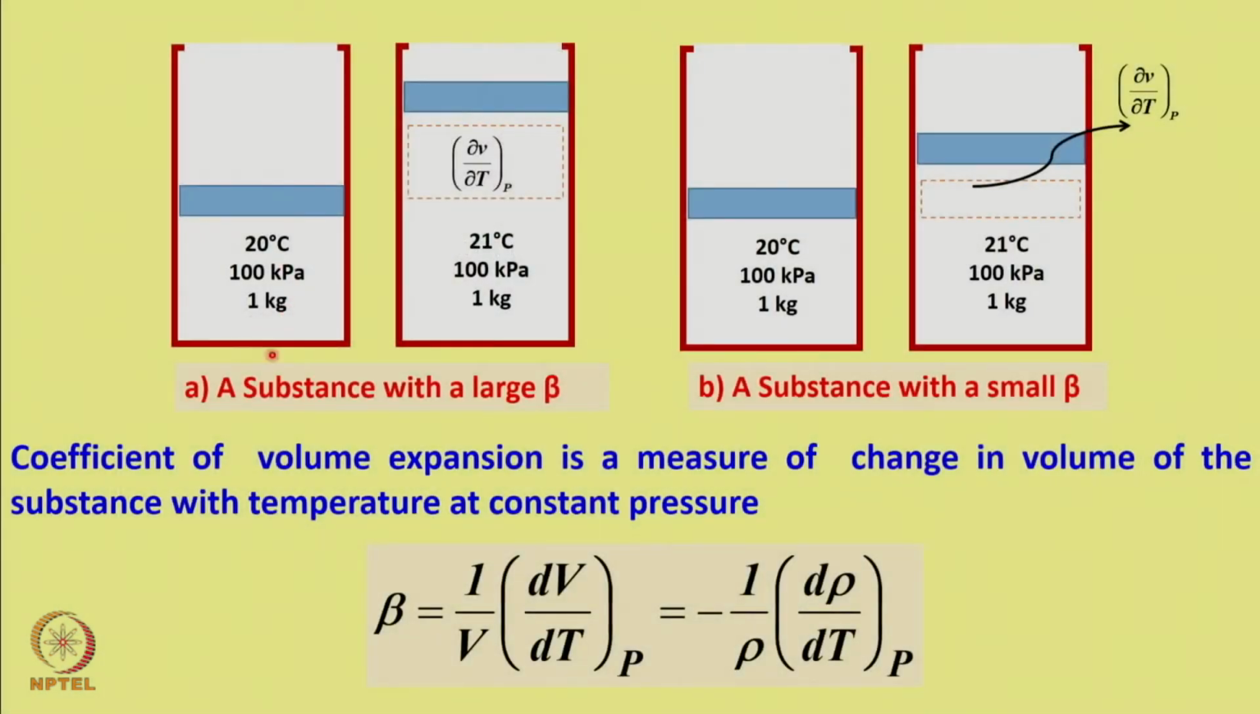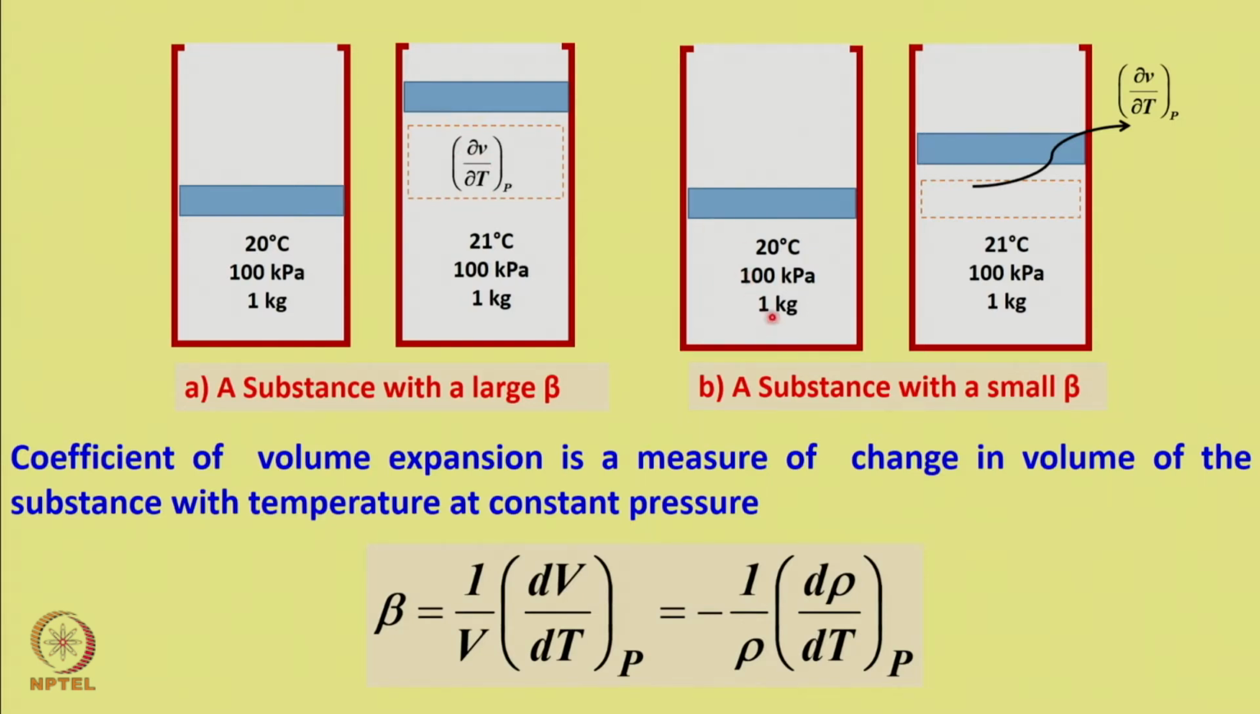This is the air which is filled at 20 degrees Celsius. You have increased the temperature from 20 to 21. So what has happened? The volume has expanded, the piston has moved up. So del V by del T at constant pressure has increased.